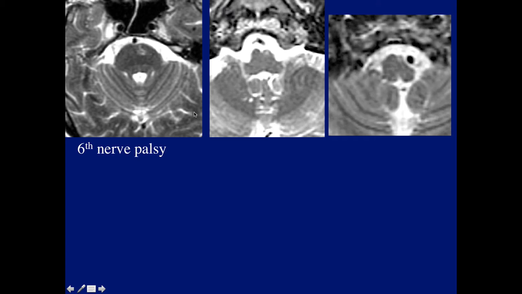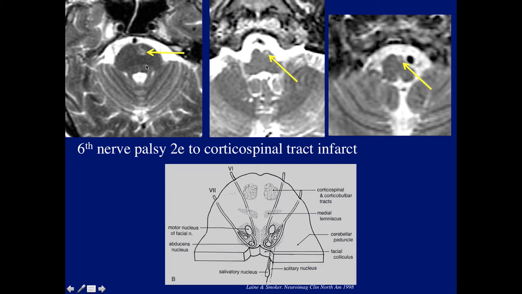Correct. As Matthew said, the corticospinal tract. This patient had an infarct a while back of the corticospinal tract, as we can see, as there's atrophy of the pyramid on the left side. And again, if you look at this diagram, notice that the fibers of the 6th nerve run very close to the corticospinal tract in the pons, and likely because of this close proximity, this 6th nerve palsy was because of the stroke involving the corticospinal tract.